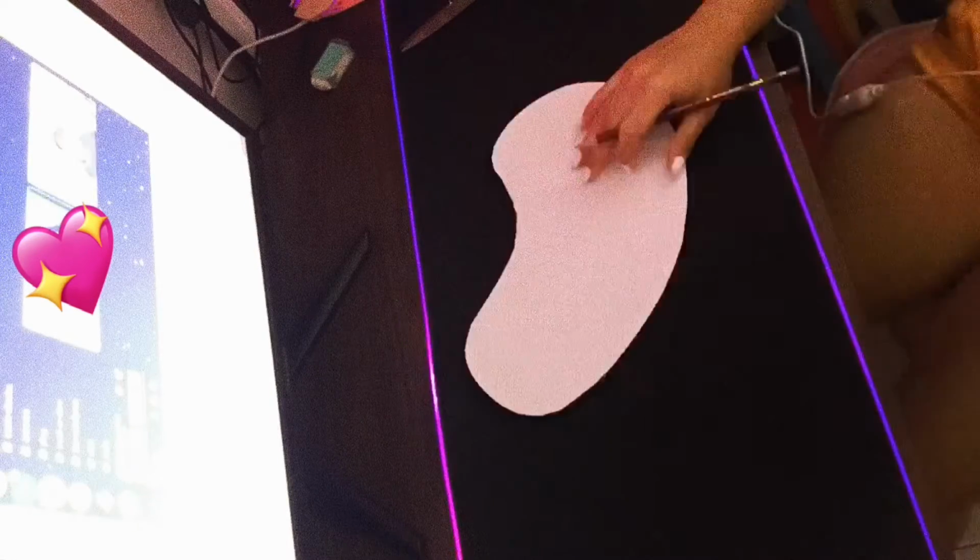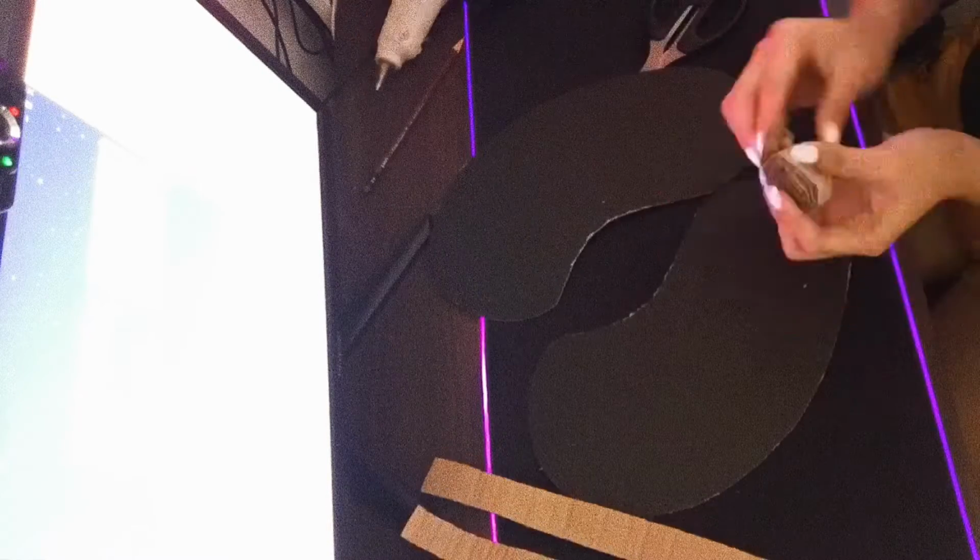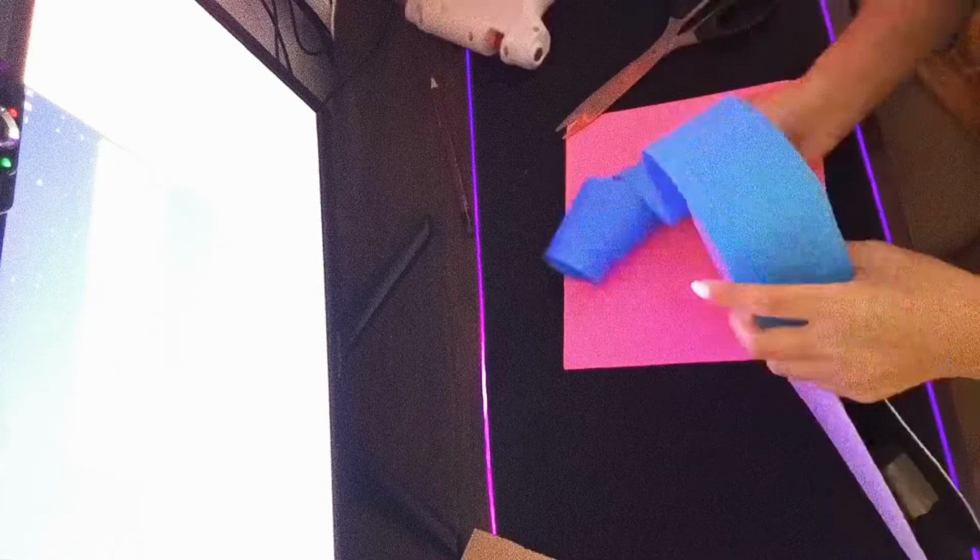Let's get started. For the cell base, I'm just using an illustration board, and I am cutting the illustration board into the shape of a cell. And for the stuffing between the two illustration boards, I'm just using these cardboard strips. And this blue one is the capsule. I'm just using it to cover the side of my cell base.